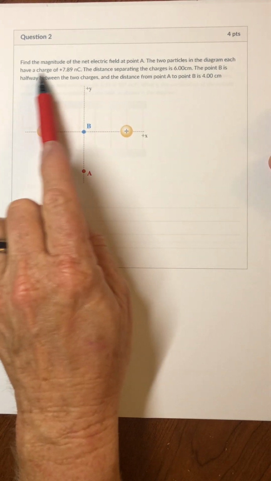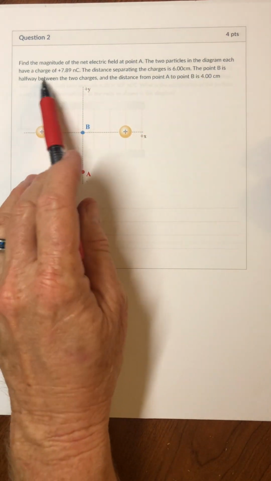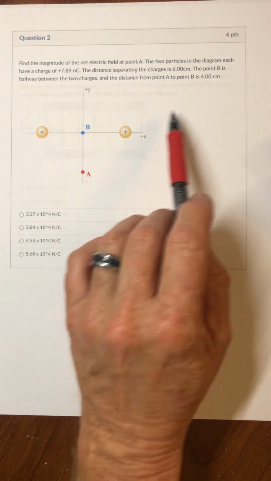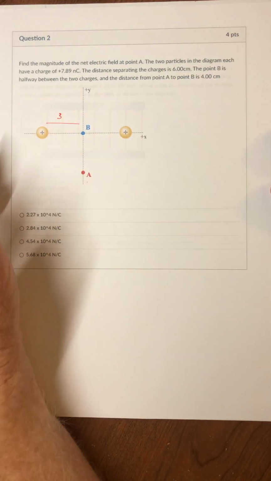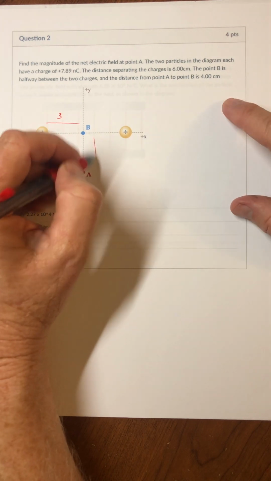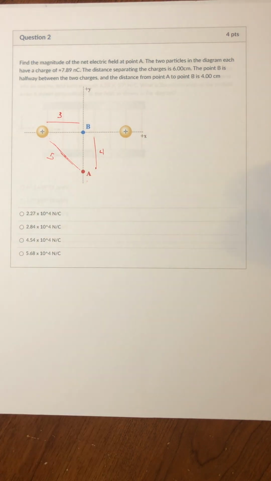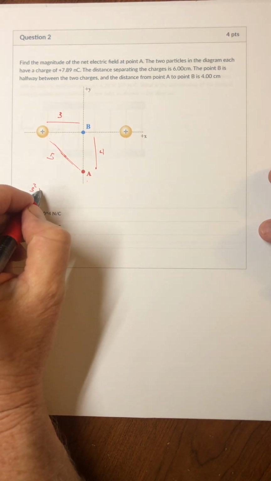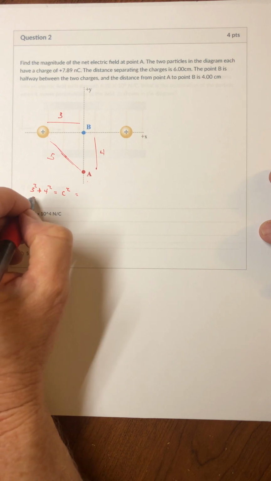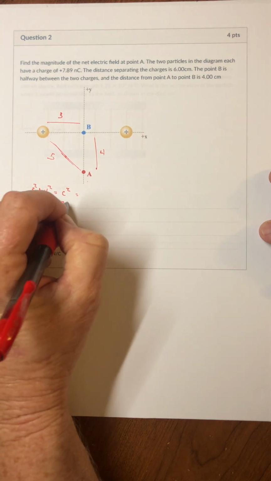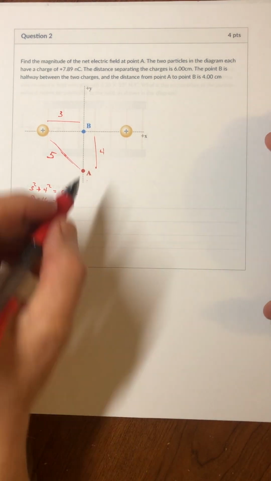The next one says, find the magnitude of the net electric field at point A. The two particles in the diagram each have a charge. The distance separating them is given. Point B is halfway between them, so halfway between them would be 3. And then the distance down here would be 4. And that's a 3, 4, 5 right triangle, so this is 5. Although if you don't remember that, you can go 3 squared plus 4 squared is equal to the hypotenuse squared. So 9 plus 16 is 25. Square root of that is 5. So there's the distance away, 5.